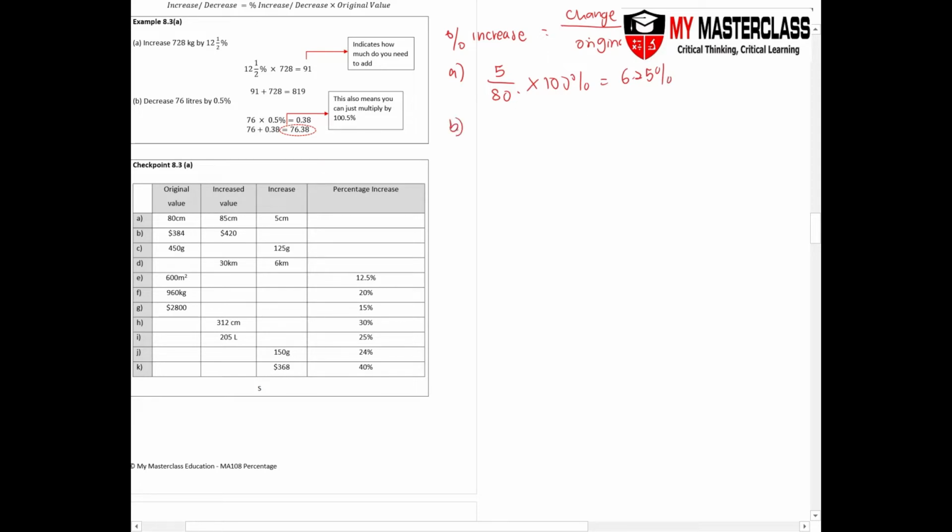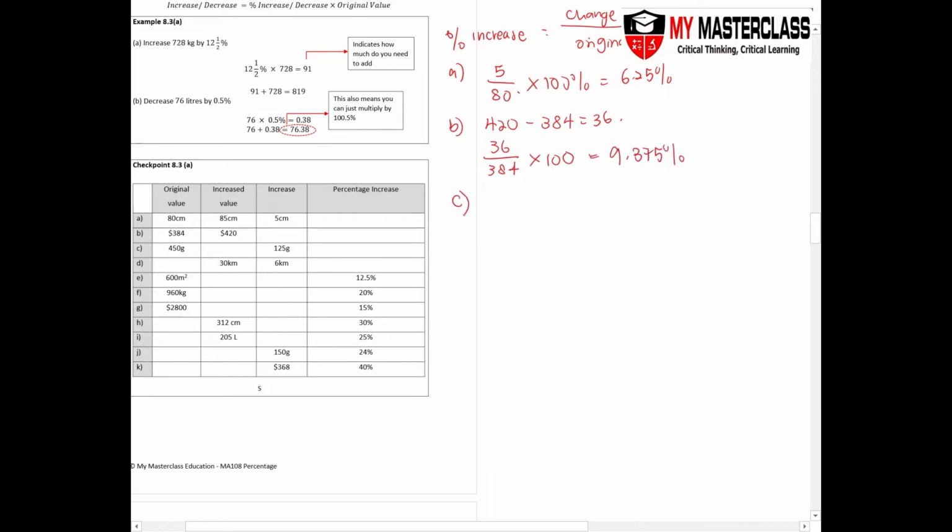Then let's take a look at part B, where the increase has to be calculated. So you have 420 minus 384. Your overall increase is 36, right? So 36 divided by 384, you multiply by 100. You should be getting 9.375%.